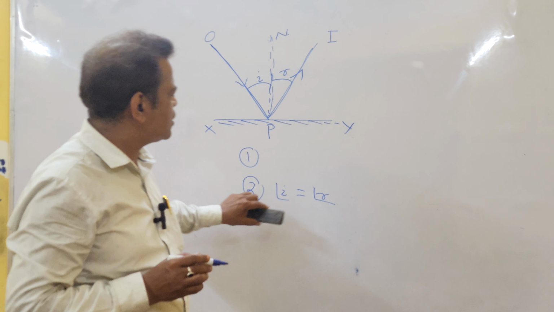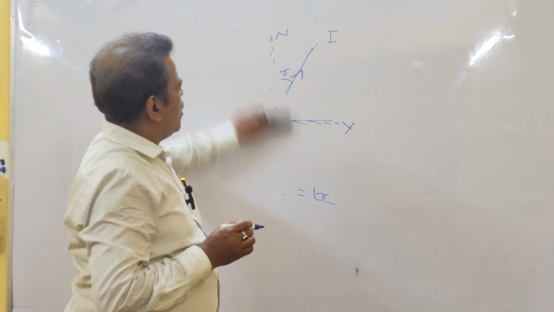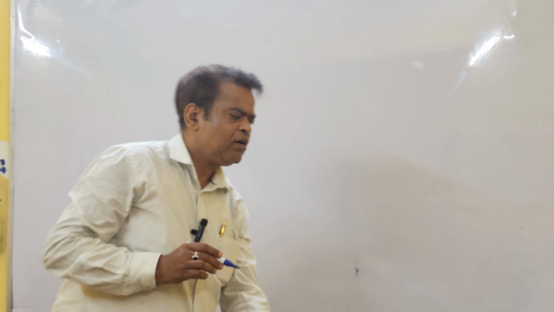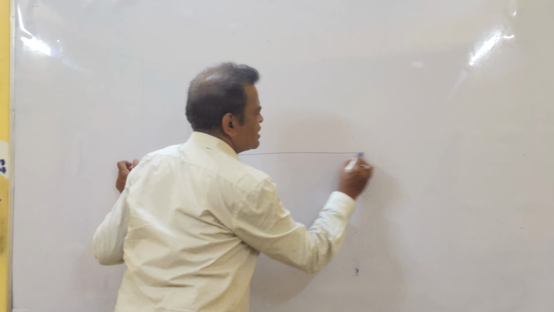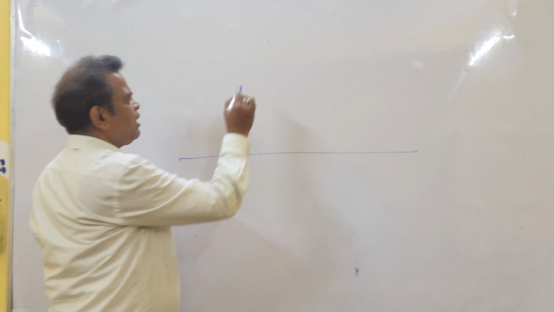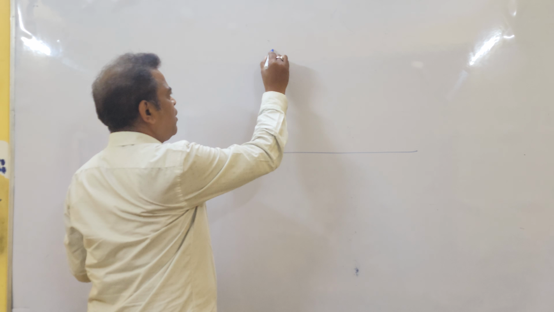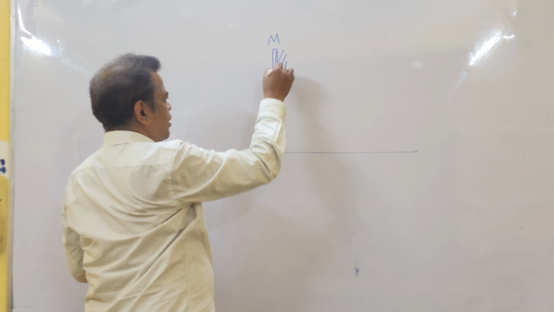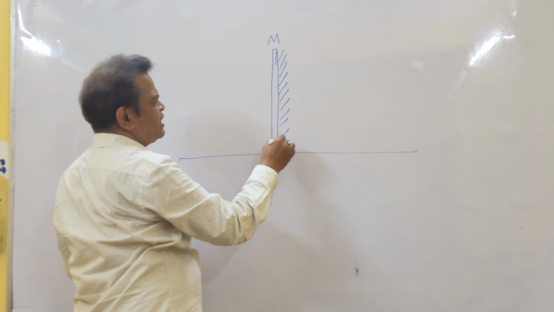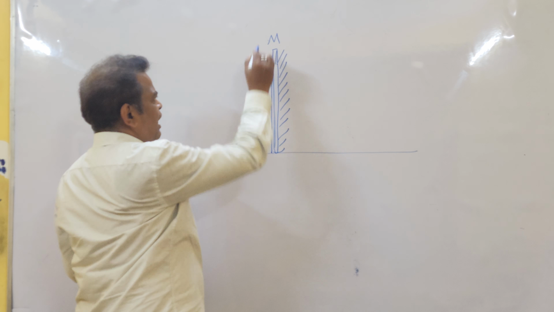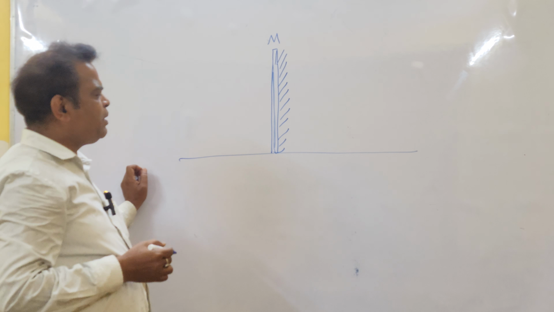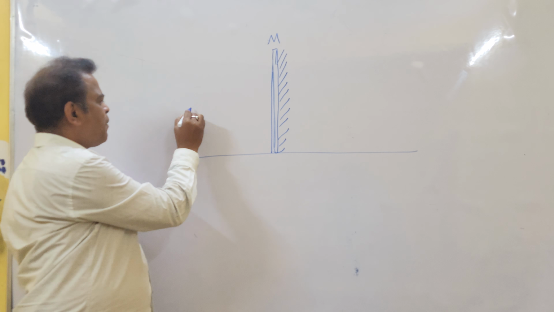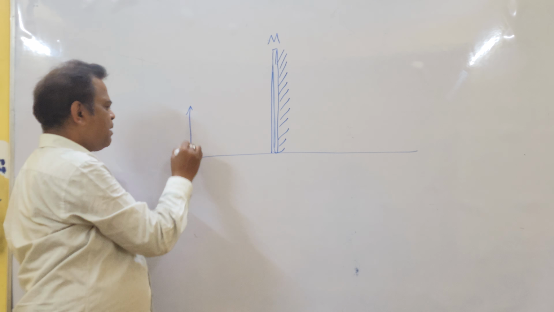Now we will discuss the properties of a plane mirror. Suppose this is the surface, or the ground, and we have taken a plane mirror. The back surface is the colour polishing surface. M represents the plane mirror and it is placed vertically. Suppose we have placed an object here named AB.